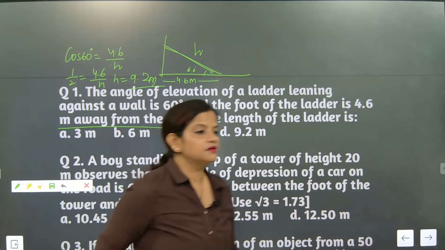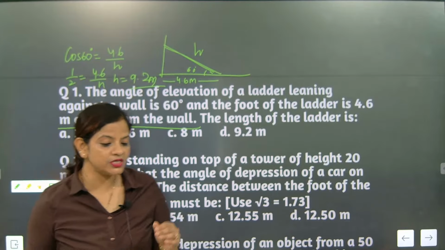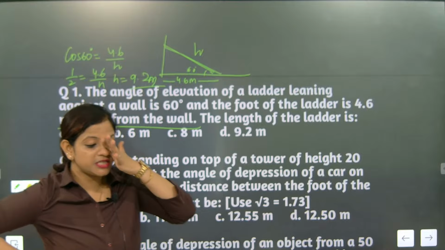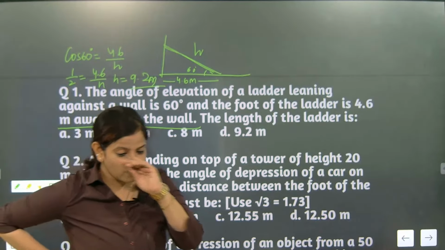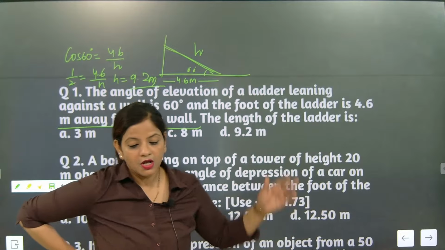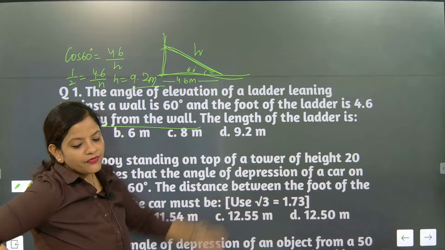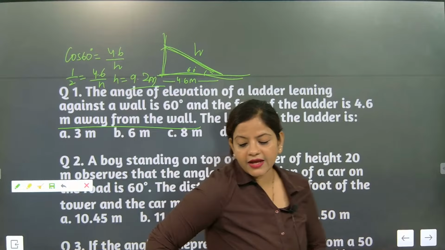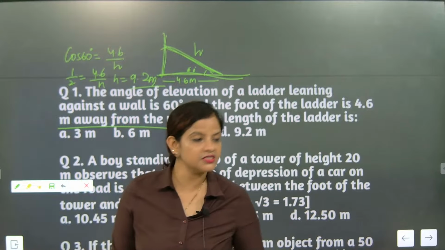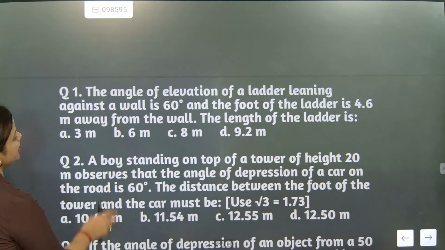Come on, children. This is the first question we have done. Questions of this type are very common and they come in the examinations, so please try to solve them. I hope you have understood how to solve for a ladder leaning against a wall. If this is the ladder, this is the wall and this is the baseline, what angle are they subtending? They are subtending an angle of 60 degrees. So base and hypotenuse are needed. Did you do that? Done? We'll go for the next question, please.